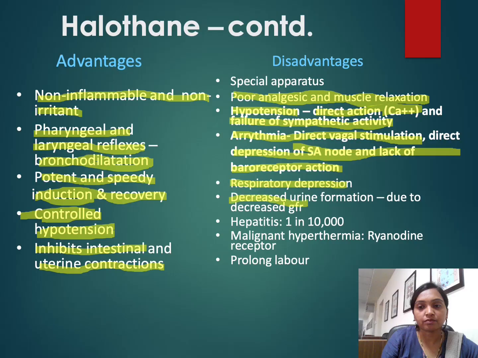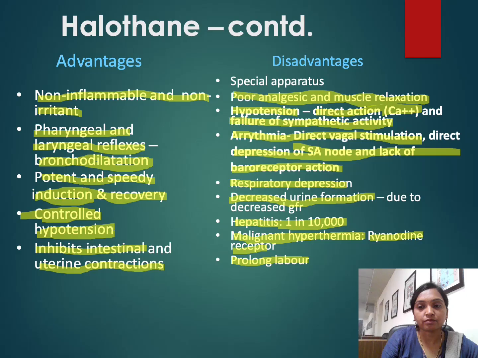There can be decreased urine formation, and GFR can also be decreased, and hepatitis can occur in 1 in 10,000 people. Also one more important point, that is malignant hyperthermia in a few patients because of stimulation of the ryanodine receptor. This effect is more when halothane is given in patients with psychiatric problems, and it can also prolong labor.